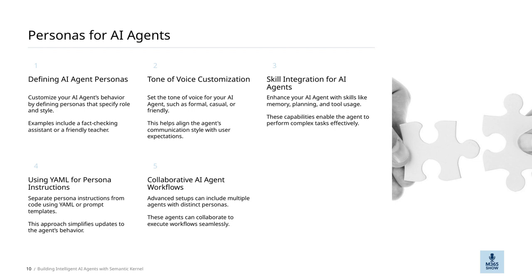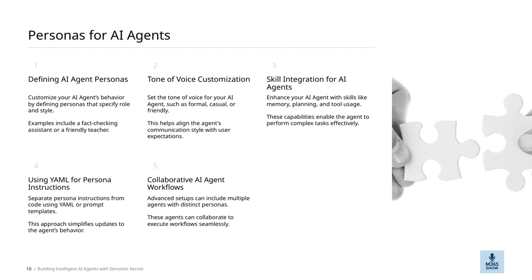We also enhance our AI agents with additional skills, such as memory, planning, and the ability to use tools. These capabilities allow the agents to perform more sophisticated and nuanced tasks, bringing greater effectiveness to their roles. Another important aspect is setting the tone of voice. Whether you want your AI to sound formal, casual, or friendly, customizing the tone helps ensure that the communication aligns with user expectations and the overall interaction style.